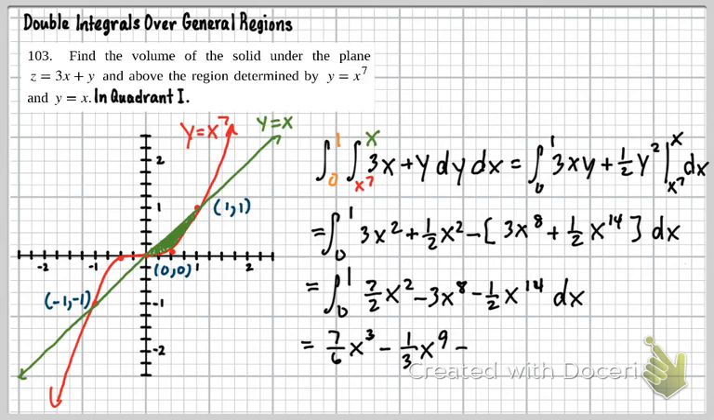And then this is going to be a minus 1/30 x to the 15th. And that's going to run from 0 to 1. Now, one nice thing about this, when I subtract my lower bound, I'm going to get all zeros. So that's going to be pretty quick. So now, first off, I'm going to plug in the ones here. And as you can see, it's not going to change the constants, the coefficients, I should say. So this is going to end up being 7/6 minus 1/3 minus 1/30th.